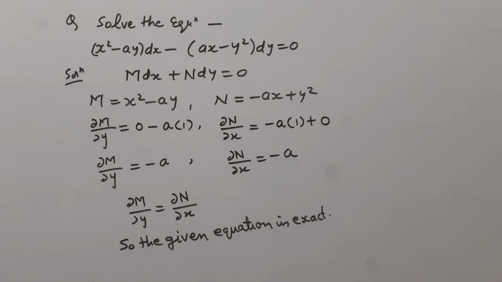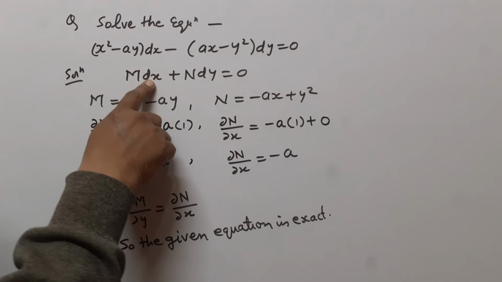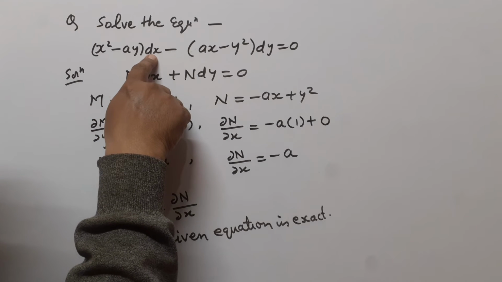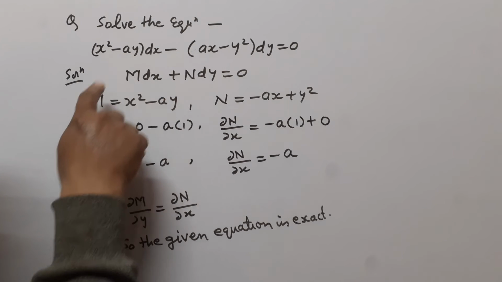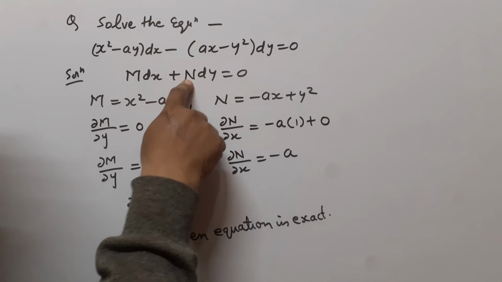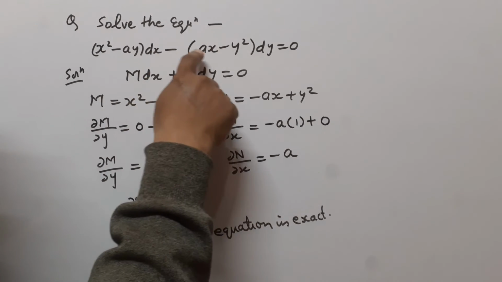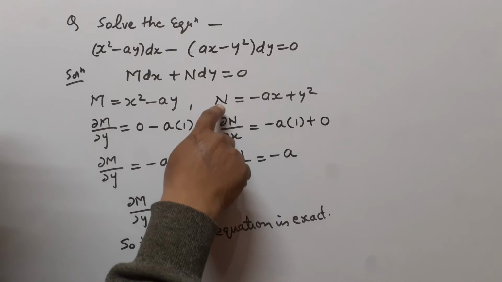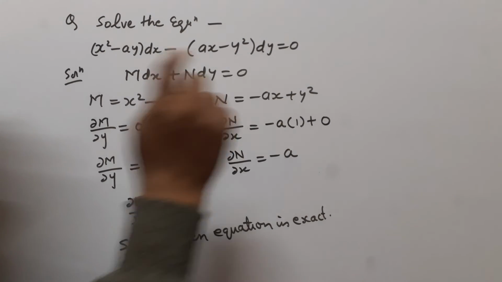So first we compare the given differential equation with M dx plus N dy is equal to 0. Here the coefficient of dx is capital M, which is x square minus ay. So M is equal to x square minus ay. Here the coefficient of dy is N, which is minus ax minus y square times minus one. So this can be written as N is equal to minus ax plus y square.